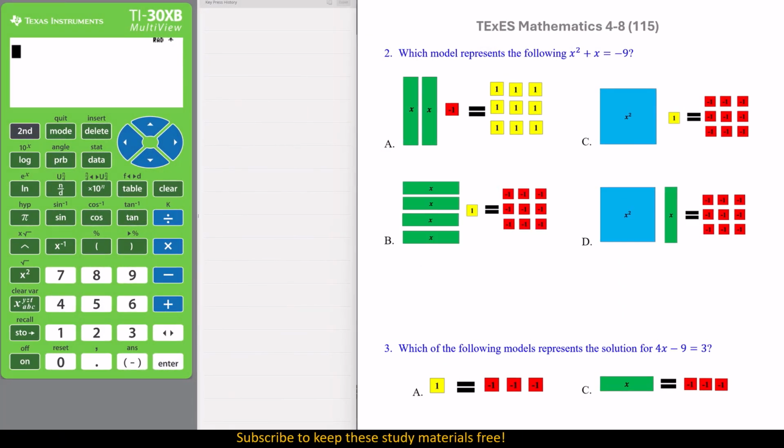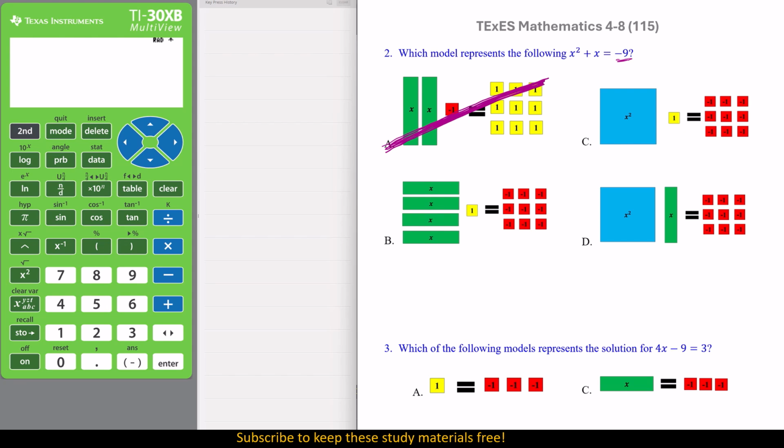Number 2, which model represents the following? X squared plus x equals -9. Well, the first thing I would do, it's pretty obvious, I would eliminate A because on the right-hand side, your -9, those are positive. Yellow is positive in our key. So I'm not going to believe that one.